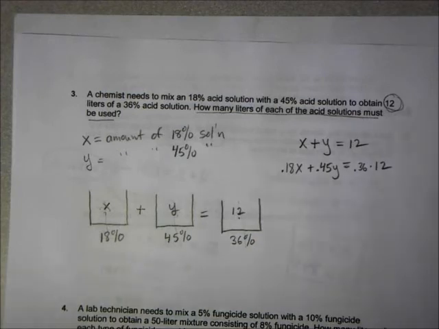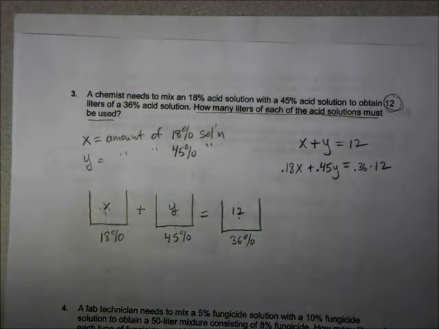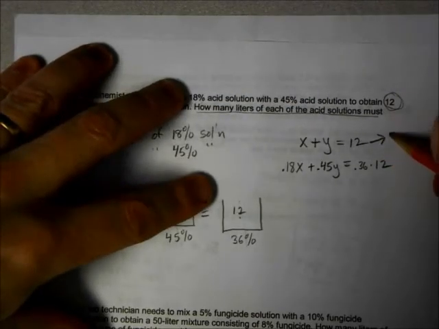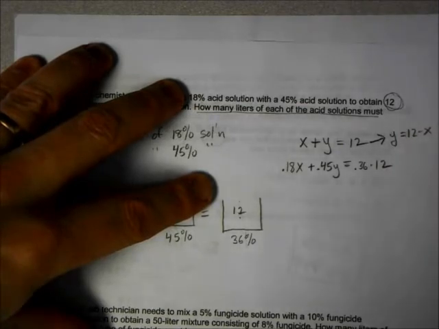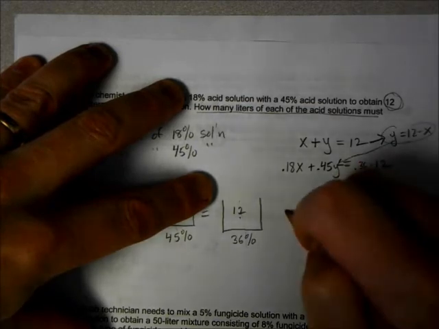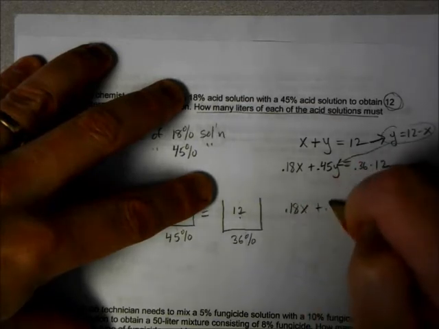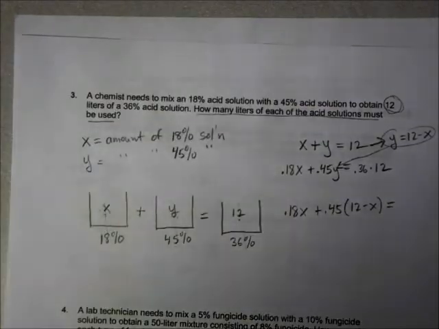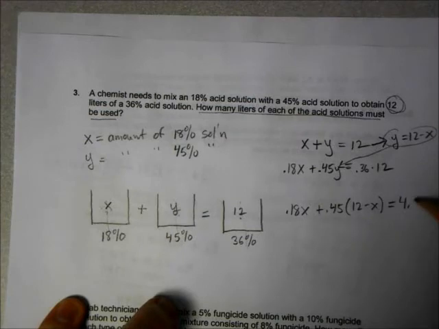Once again, this one can be solved quite well using either substitution or elimination. Again, I don't really have a preference, but I think I'll just do this. Y equals 12 minus x. Very, very easy to get y by itself. And plug that in. 0.18x plus 0.45 times 12 minus x equals, I'm going to grab my calculator, 0.36 times 12 is 4.32.